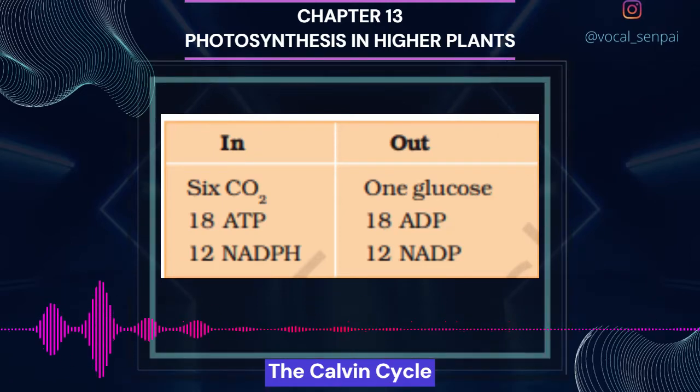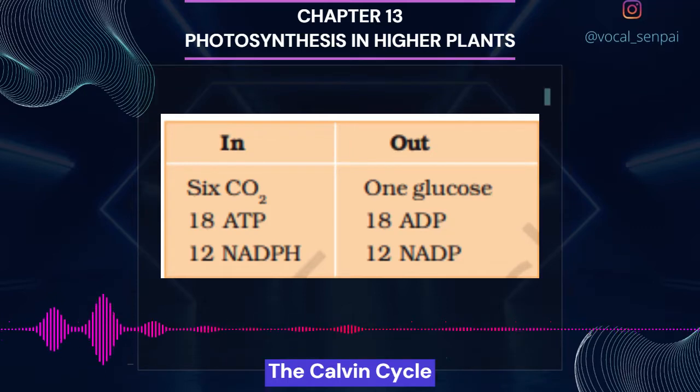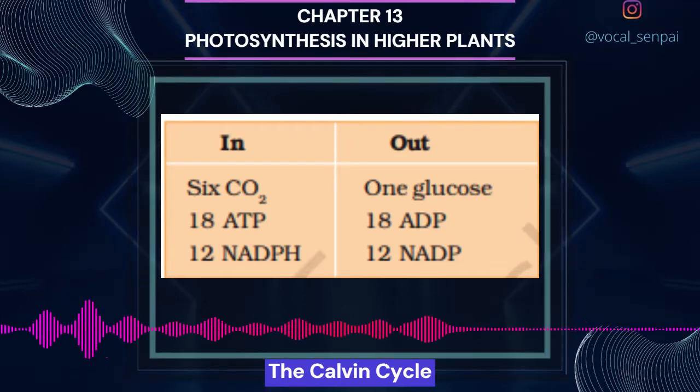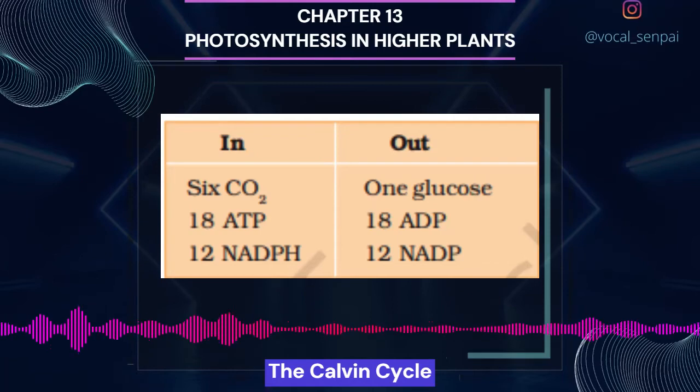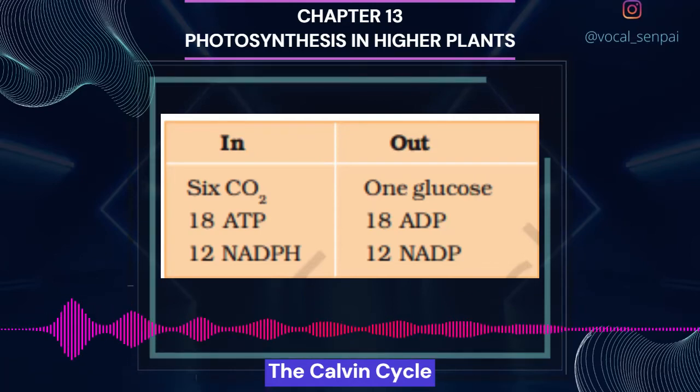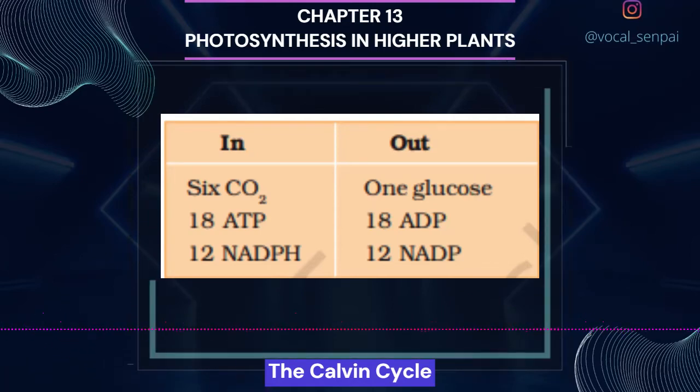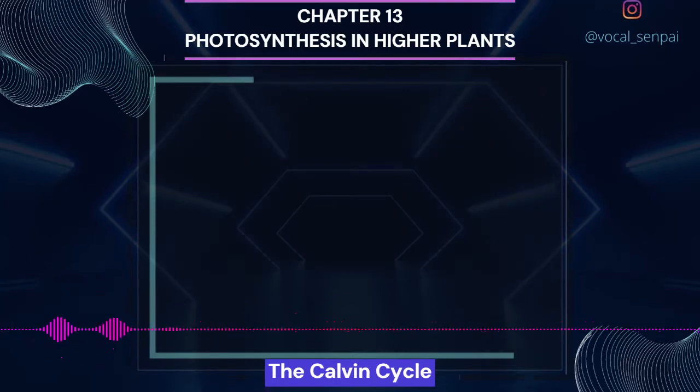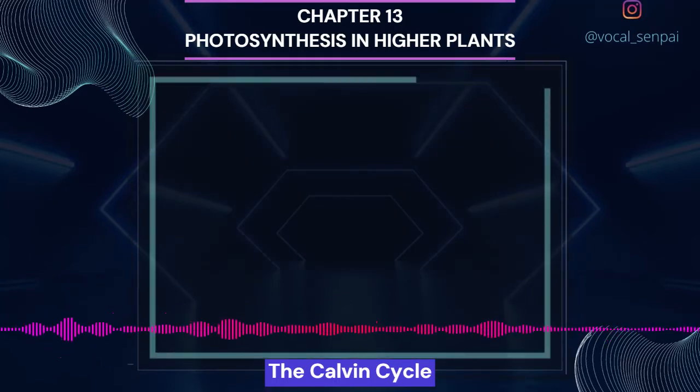Work out how many ATP and NADPH molecules will be required to make one molecule of glucose through the Calvin pathway. It might help you to understand all of this if we look at what goes in and what comes out of the Calvin cycle.